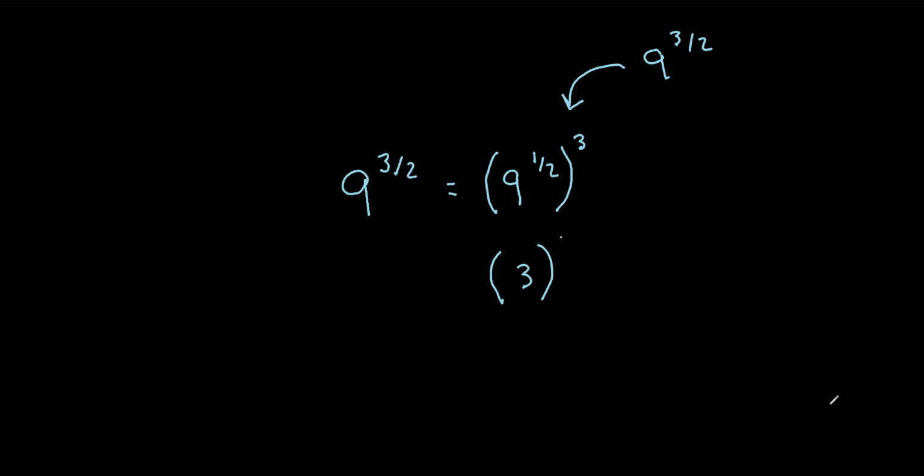And then remember, we have it raised to the power of 3. So now we just have to figure out what is 3 to the power of 3. Well, that's 3 times 3 times 3. So 3 times 3 is 9. 9 times 3 is 27. So that is our answer. 9 to the 3 halves is equal to 27. Let's check out another example.